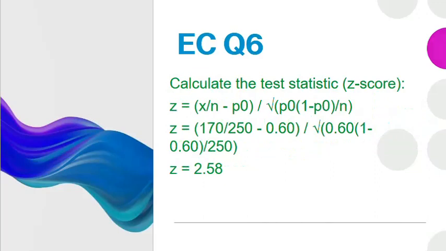To start off, our first step should be to calculate the test statistic, or the z-score. Z is calculated as, in the numerator within parentheses, x over n minus p naught, and we divide that by the denominator, which is the square root of p naught times 1 minus p naught, all divided by n, with the entire value within the parentheses, like I mentioned before.